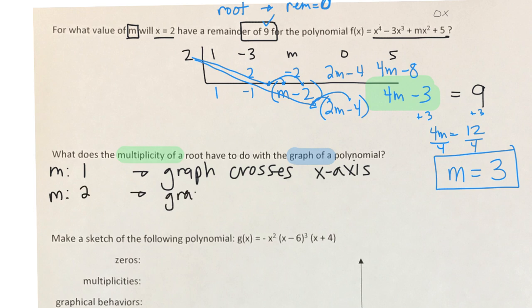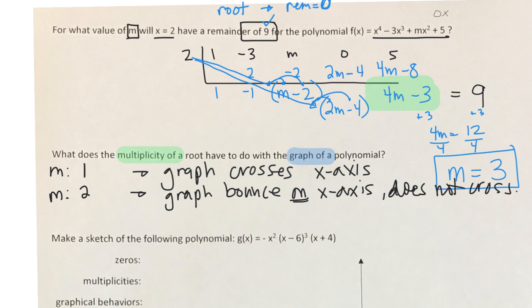What if we have a multiplicity of 2? Okay, in that case, the graph will bounce on the x-axis. Okay, it will not actually cross the x-axis. It goes from one side, bounces, and goes back to the same side. Okay, it bounces on the x-axis, does not cross.